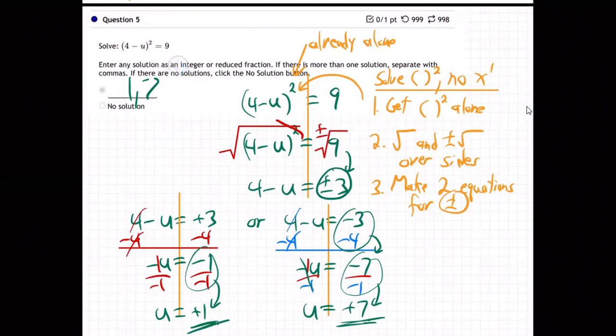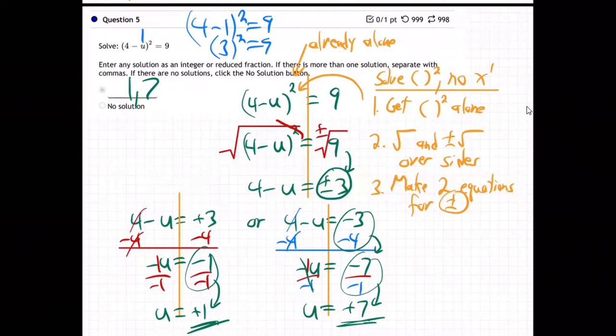Is that too scribbly? Let me show you that again. There we go. So yeah, can you see it's true? If you put in 1, you get 4 minus 1 squared is 9, which is 3 squared is 9. That's true. It makes it 3 squared is 9. See how 1 makes the equation true?